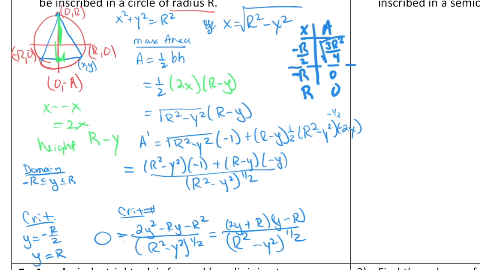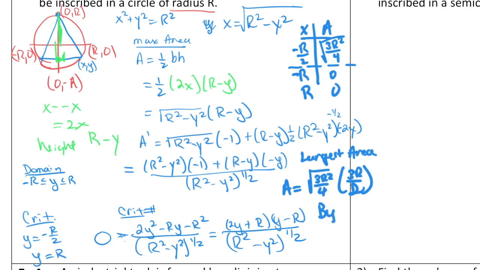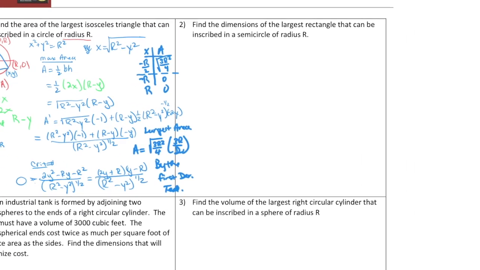So from the first derivative test, what did we know? We know that the largest isosceles triangle that can be inscribed with the radius of r is going to have an area of root 3r squared over 4 times 3r over 2. Do your substitution, and that's going to be the largest area by the first derivative test, or the extreme value theorem.